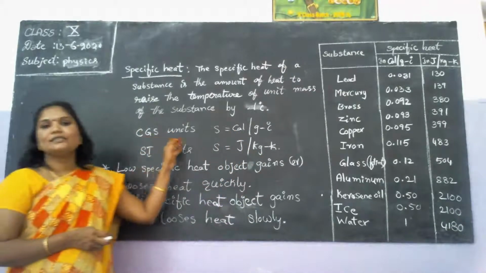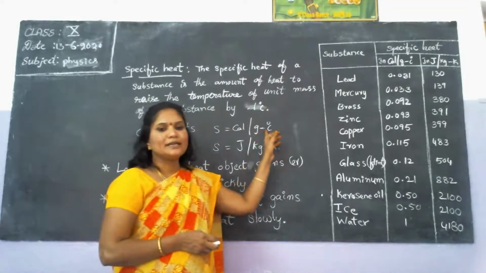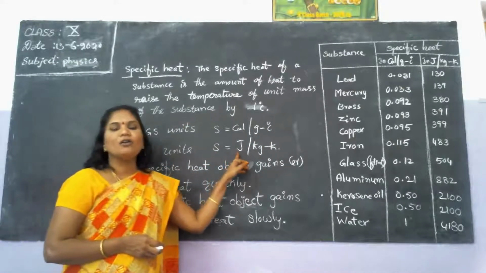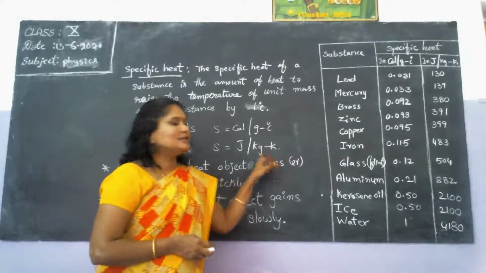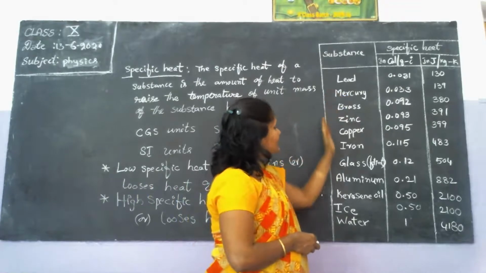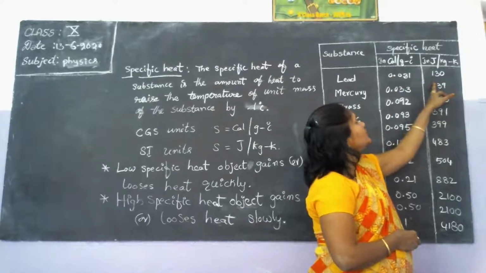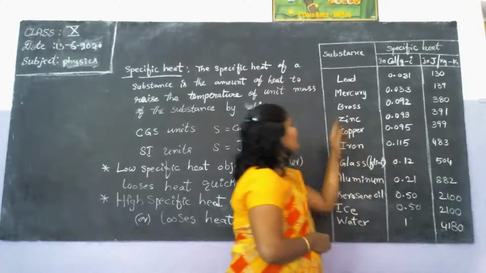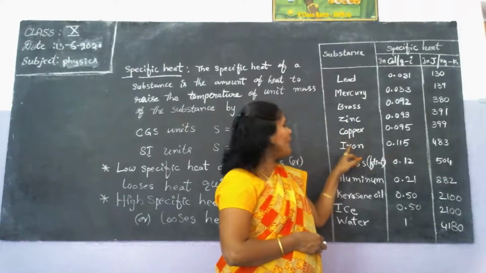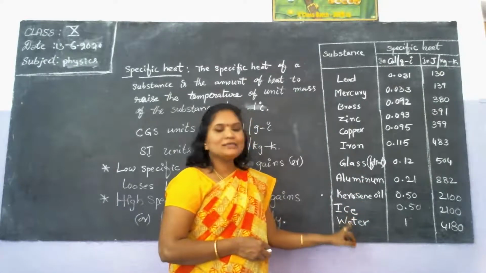The CGS unit of specific heat is calories per gram per degree centigrade. Again, the SI unit of specific heat is joules per kg kelvin. Here you can observe this table, with the substances given in CGS and SI units. Observe lead, mercury, bronze, zinc, copper, iron, glass, aluminium, kerosene oil, ice and water.